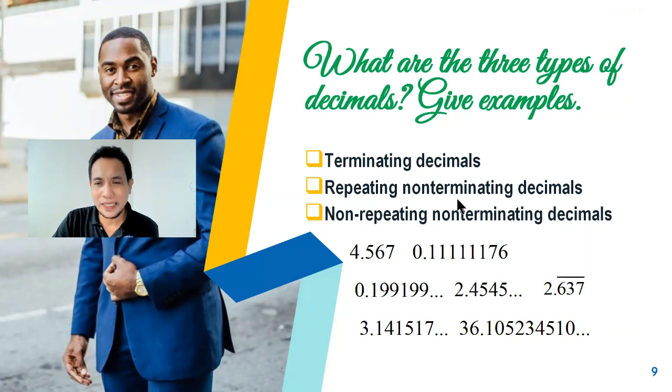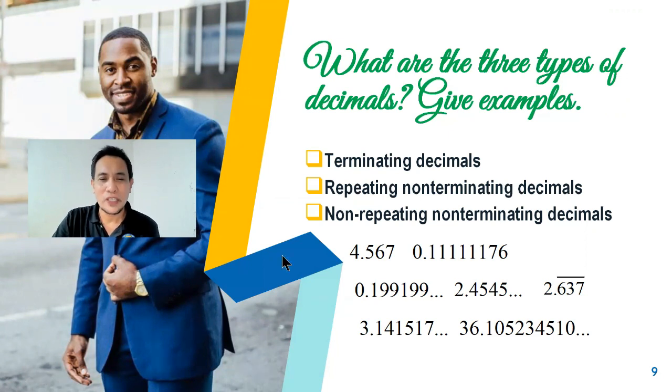Now, another type of decimals: repeating non-terminating decimals. So we have 0.199199 and so on, meaning the 199 are the repeated digits. Next, 2.4545 and so on, meaning the two digits, 4 and 5, keep on repeating. Next, 2.637637, meaning the repeated digits are 637. So these are examples of repeating non-terminating decimals.